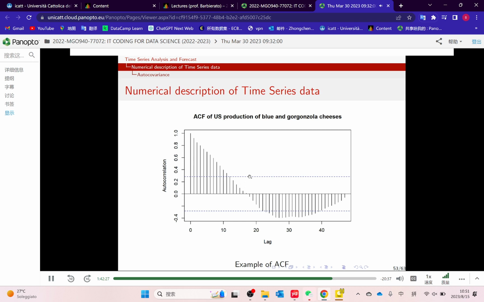This line, the dashed line you see here, is the confidence interval. And again, this might give you interesting information about the forecast model. For example, the ARIMA model that I'll mention in a moment requires the choice of 3 parameters. One of these parameters is determined by studying this curve, by studying the ACF.